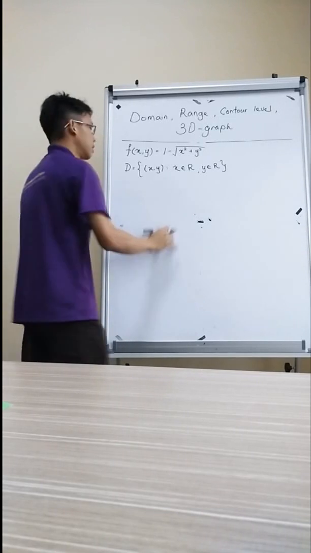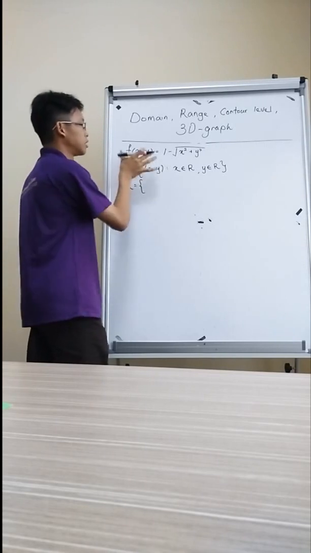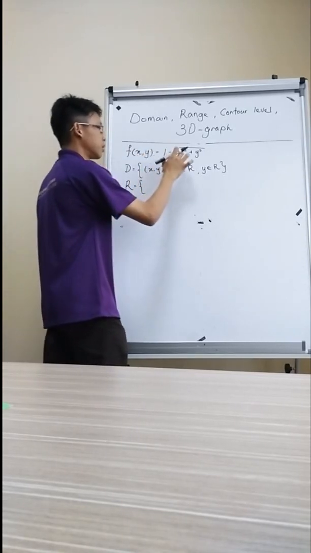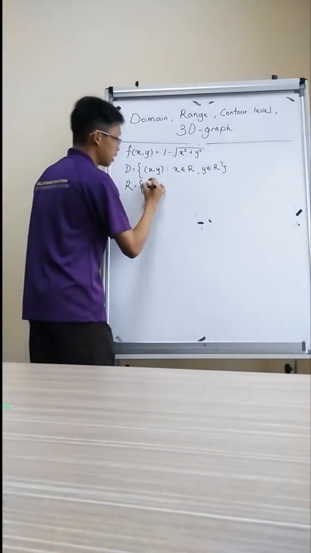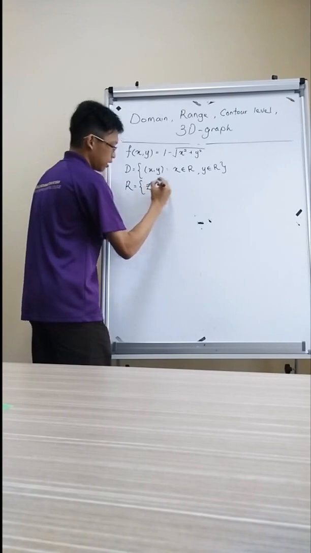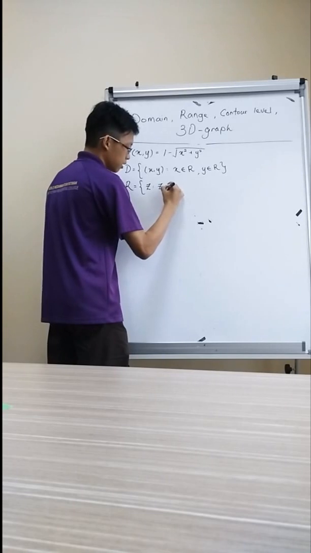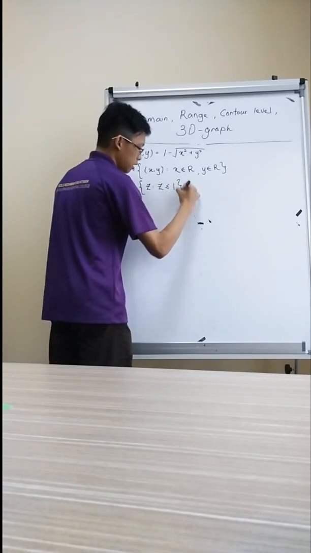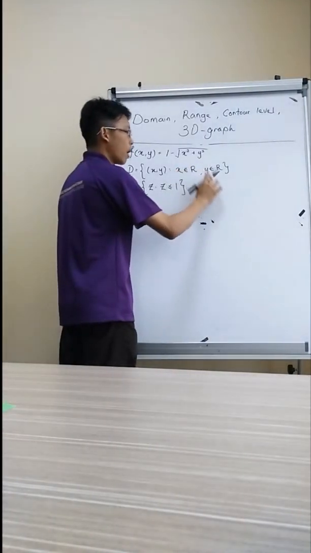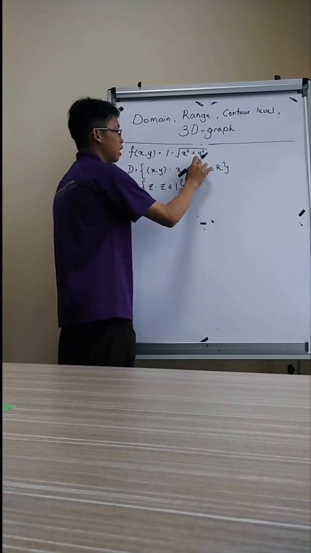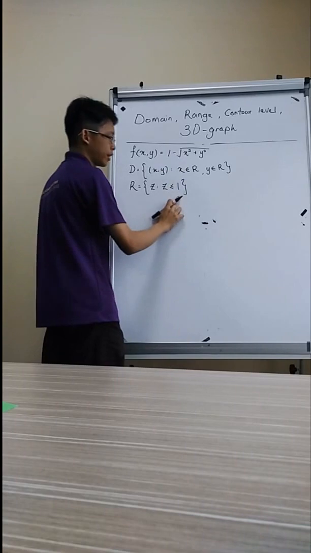So next, range. Range is finding out the answer after we substitute the values of x and y. What are the values that it gives us? So z is less than or equal to 1. Why? Because when we substitute x and y as 0, it will give us 1 minus 0, so the number will be 1.